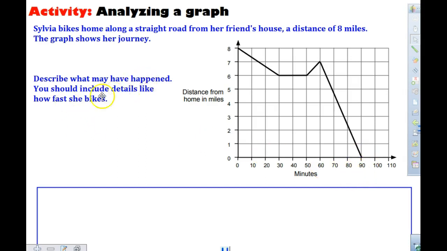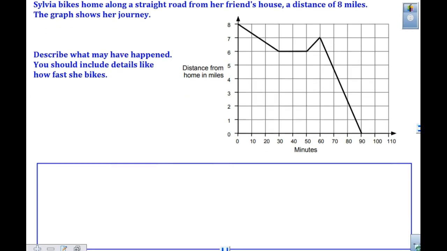We're asked to describe what happened, include the details of how fast she is going. So what we want to start with as we are looking at this, I'm going to have you write down all of this that I'm writing down. We're going to say she starts where? 8 miles away. Starts 8 miles from home. Please write 8 miles from home. That's our first piece of information.